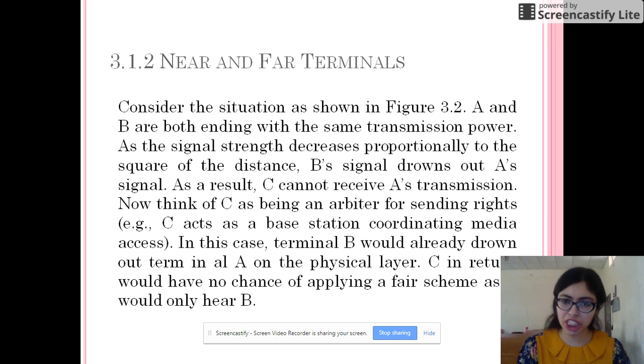Consider the situation as shown in the figure, where A and B are both sending with the same transmission power. The signal strength decreases proportionally to the square of the distance. That's what happens with wireless networks. B's signal drowns out A's signals. As a result, C cannot receive A's transmission. Now think of C as being an arbiter for sending rights. C acts as a base station, coordinating media access. In this case, terminal B would already have drowned out terminal A on the physical layer. C in return would have no chance of applying a fair scheme, as it would only hear B.